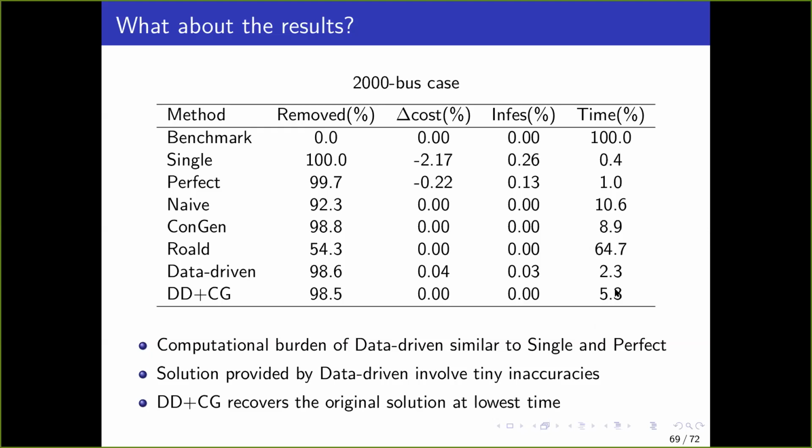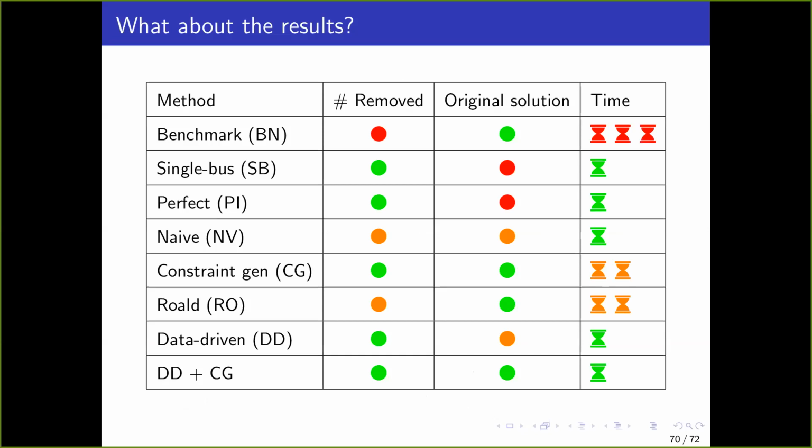But as I said before, if you are interested in recovering the exact solution of the original problem, you can combine it with the constraint generation method and increase the computational time a little bit. So the main takeaway of this slide is that our conclusions are also valid for realistic power systems. This is just a summary of all methods.